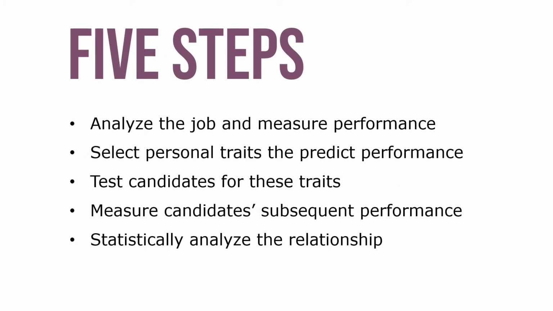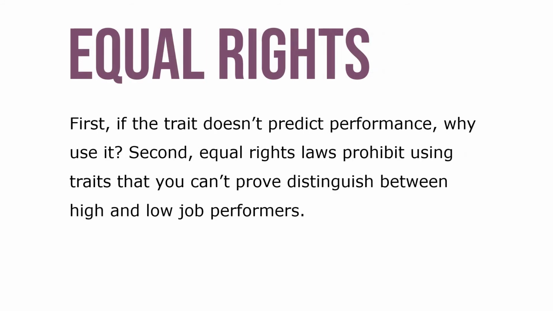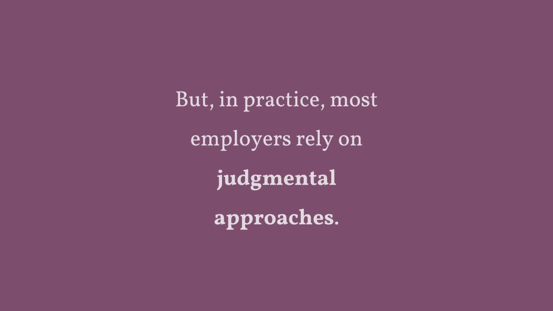There are 5 steps. Analyze the job and measure performance, select personal traits that predict performance, test candidates for these traits, measure candidates' subsequent performance, and statistically analyze the relationship. Your aim is to determine whether the trait predicts performance. Why is this more defensible than a judgmental approach? First, if the trait doesn't predict performance, why use it? Second, equal rights laws prohibit using traits that you can't prove distinguish between high and low job performance. But in practice, most employers rely on these judgmental approaches.